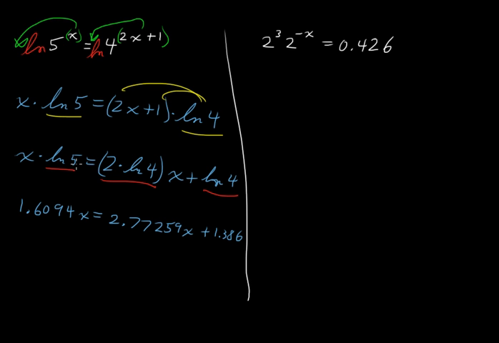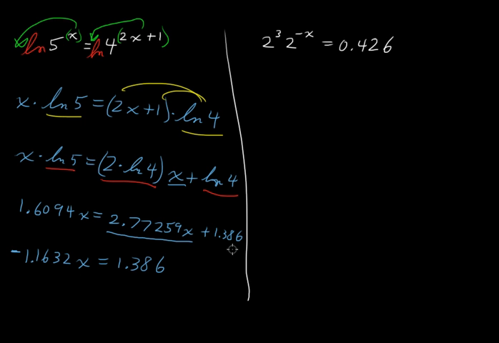And so now I've taken the natural log of 5 is 1.6094, and 2 times the natural log of 4 is 2.77259. That's still being multiplied by x here. And then the natural log of 4 is 1.386. So we're going to subtract this from each side to get the x over on the left-hand side. So 1.6094x minus 2.77259x equals negative 1.1632x. I've rounded here, of course.